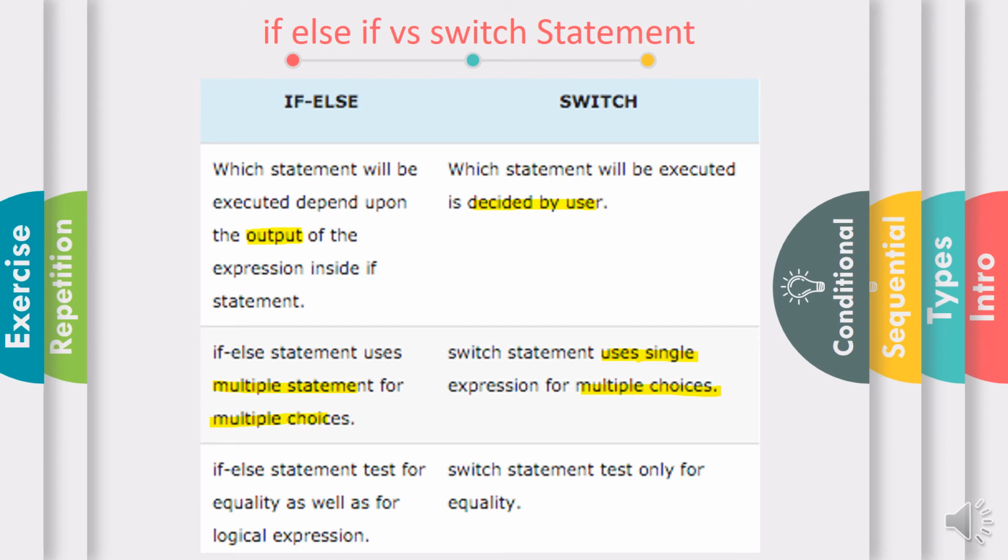If else if statement tests for the equality as well as for the logical expression. For example, x is less than y, x is equal to y, or x is greater than y and y is greater than z. So these are the examples for equality and logical expressions, but switch statements test only for the equality. It checks whether the user's choice is equal to some case. If it is equal to some case, then that case will be executed and the rest of the cases will be skipped.